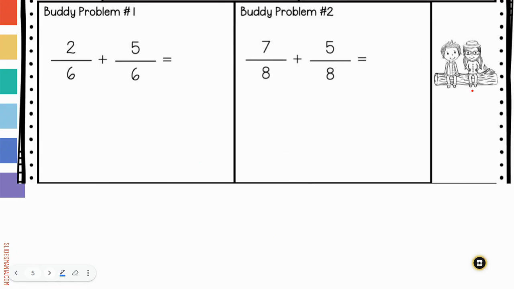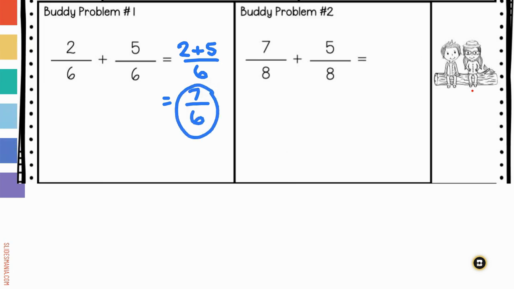Okay, the next problem we're going to do, we have 2 over 6 plus 5 over 6. So we're going to start off by adding 2 plus 5, and then put it over 6. Again, the denominators will always stay the same. 2 plus 5 is 7 over 6. And that answer is perfectly fine. We don't care if it's an improper fraction as long as it's reduced.